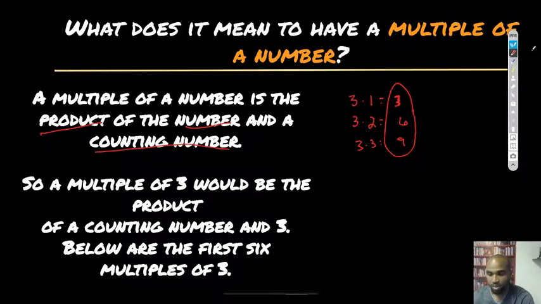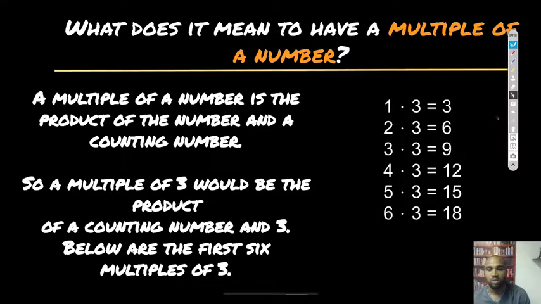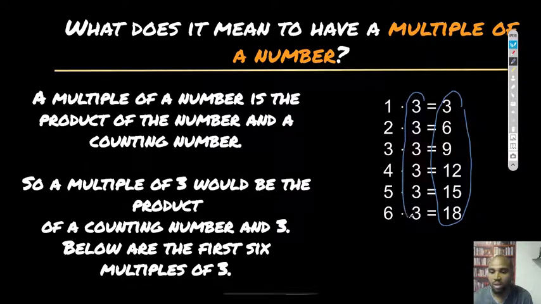So it seems pretty straightforward. And it is. Just like I showed in the illustration, here's what it looks like if I continue all the way through 6. 1 times 3, 2 times 3, 3 times 3. And all the numbers you see here to our right are multiples of 3, because we're taking that one number, 3, and multiplying it by different counting numbers, and we're getting a product each time. So these are all multiples of 3.